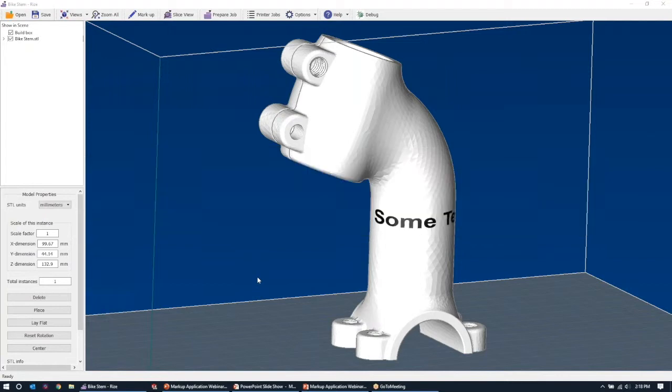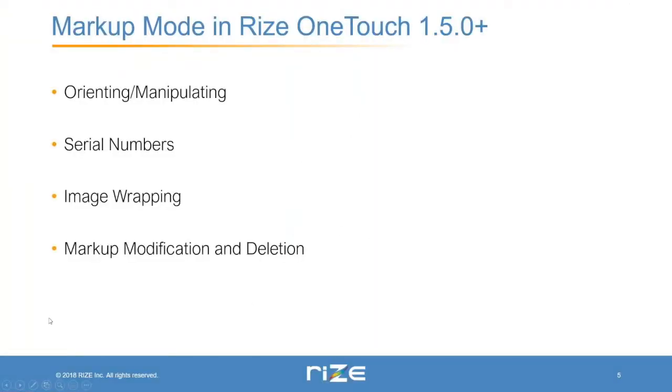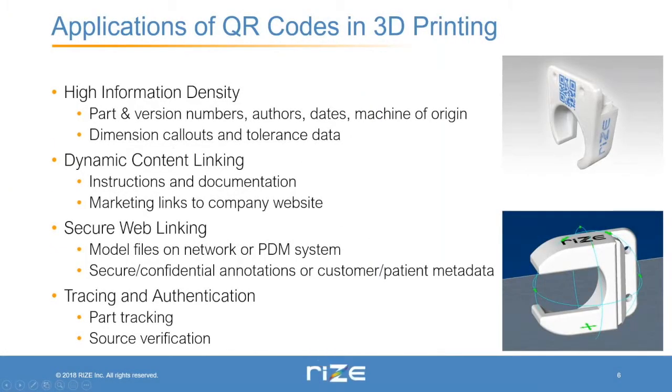Now I will head back here and we'll move on to another topic. So one of the special cases that I mentioned is QR codes, and QR codes are very useful for applying information to a part when you want to have a high density of information, or if you want that information to only be accessible to a limited set of people.